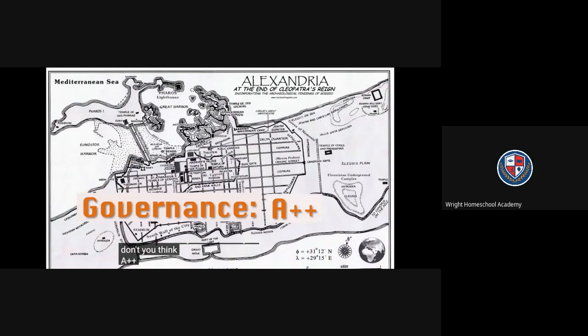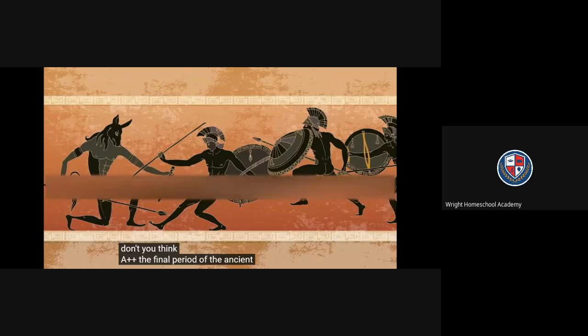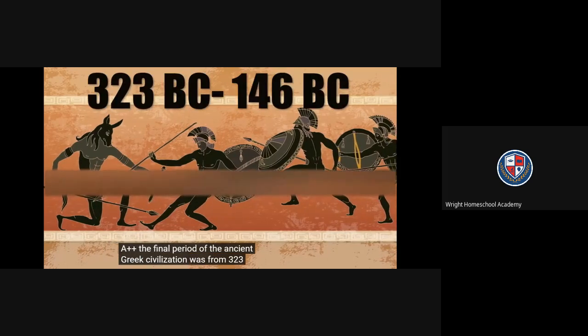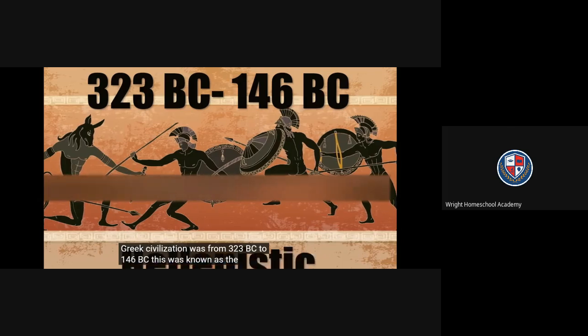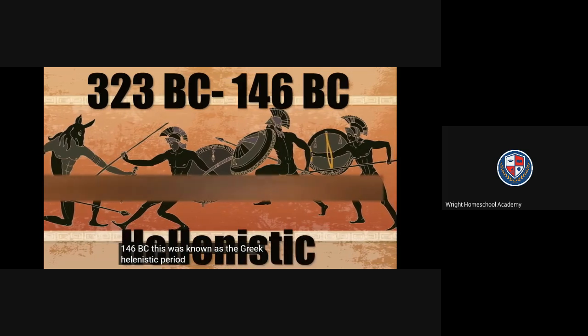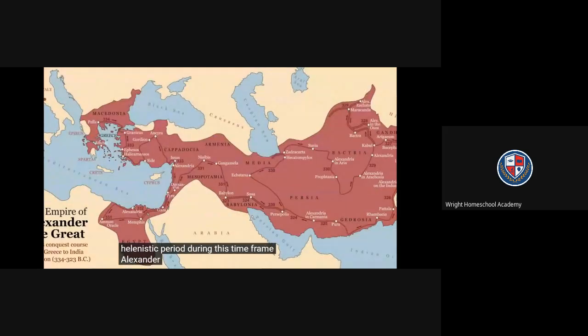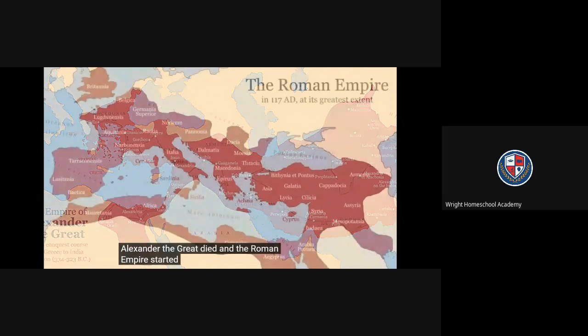The final period of the ancient Greek civilization was from 323 BC to 146 BC. This was known as the Greek Hellenistic period. During this time frame, Alexander the Great died and the Roman Empire started to rise.